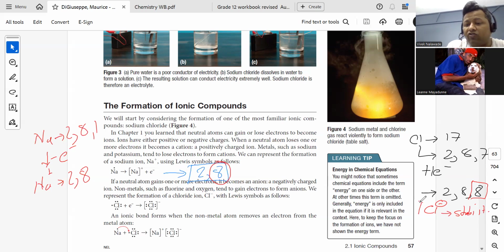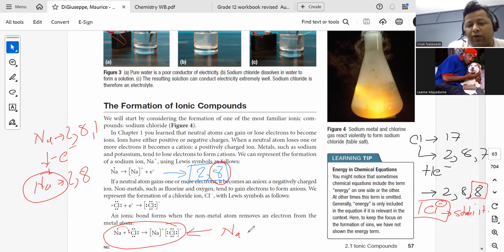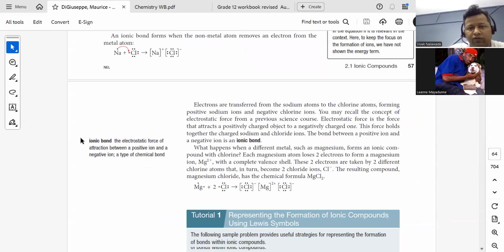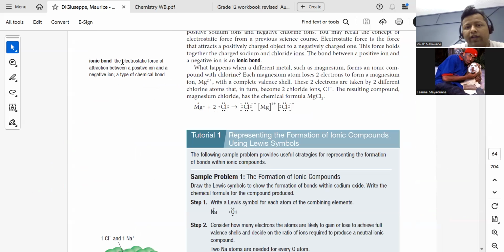Now because they are charged, they form the ionic compound. Any doubt? So formation of ionic compound was discussed. The ionic bond is the electrostatic force of attraction between a positive ion and a negative ion, a type of chemical bond. Should I write that down? Yes, take it down.